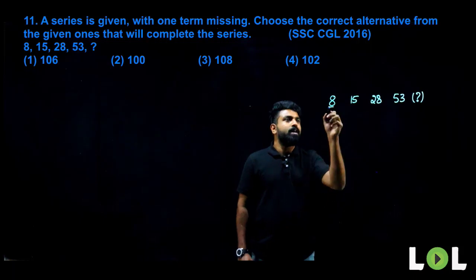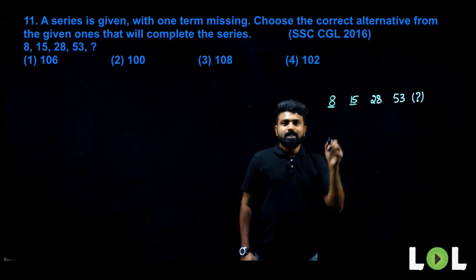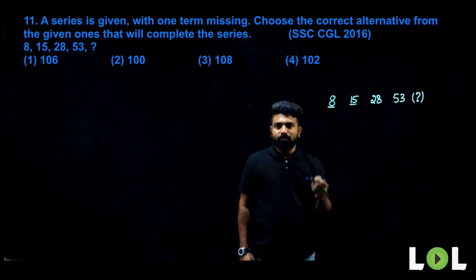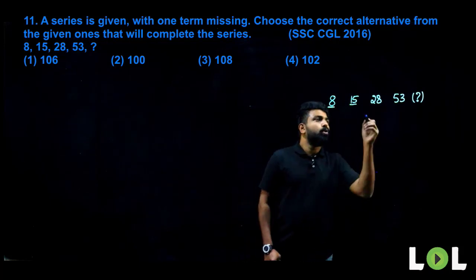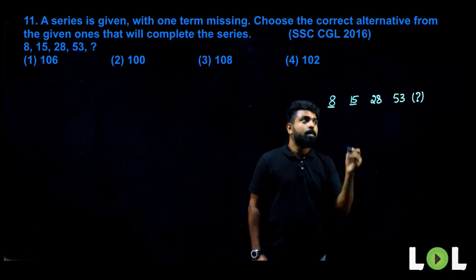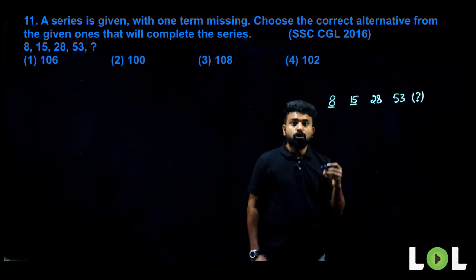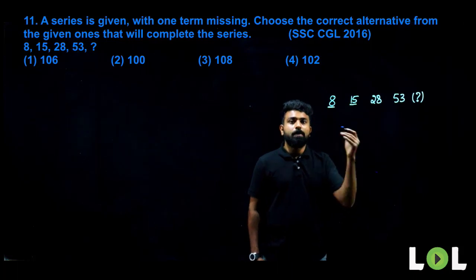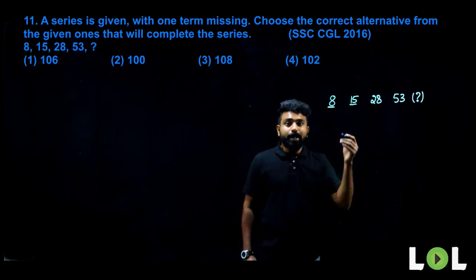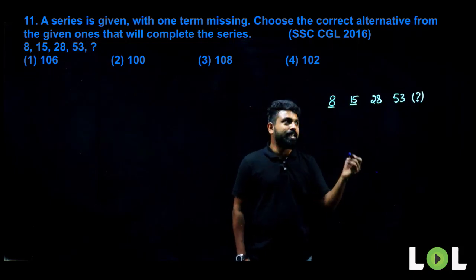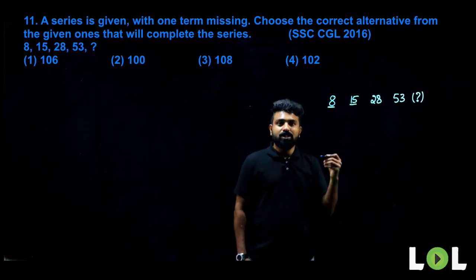But then wait. Look at my first term and the second term. My second term is close to double of my first term. Similarly, look at my second term and the third term. My third term is close to twice my second term. So what is happening here? There's a multiplication of 2. So how do you get to know this? You need to practice. Once you start practicing, you start identifying the logic very easily.